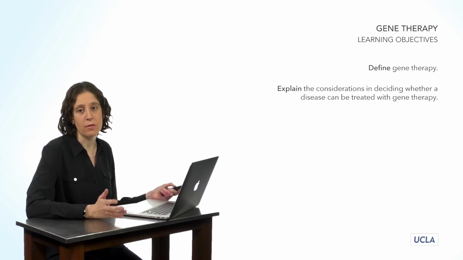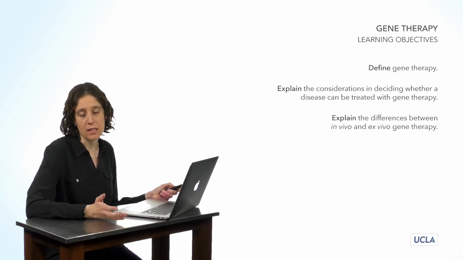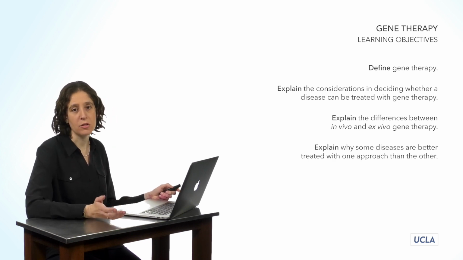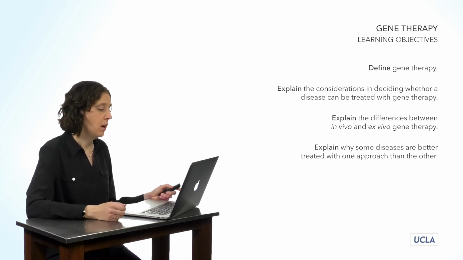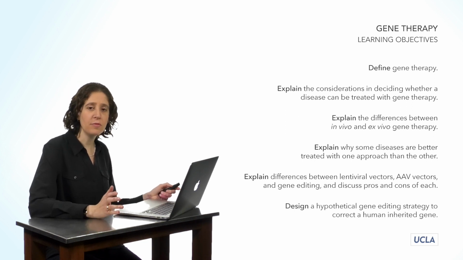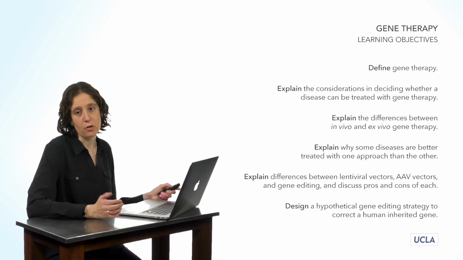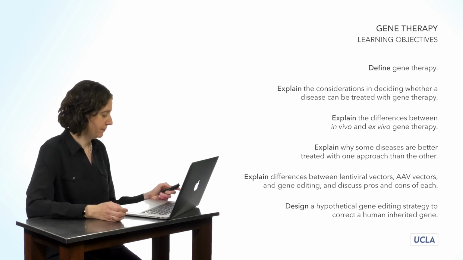By the end of this two-part video sequence, you should be able to define gene therapy, explain the considerations in deciding whether a disease can be treated with gene therapy, explain the difference between in vivo and ex vivo gene therapy, and understand why some diseases are better treated with one approach than the other. You should be able to explain the differences between lentiviral vectors, AAV vectors, and gene editing, and discuss the pros and cons associated with each approach. And then finally, you should be able to design a hypothetical gene editing strategy to correct a human inherited disease.